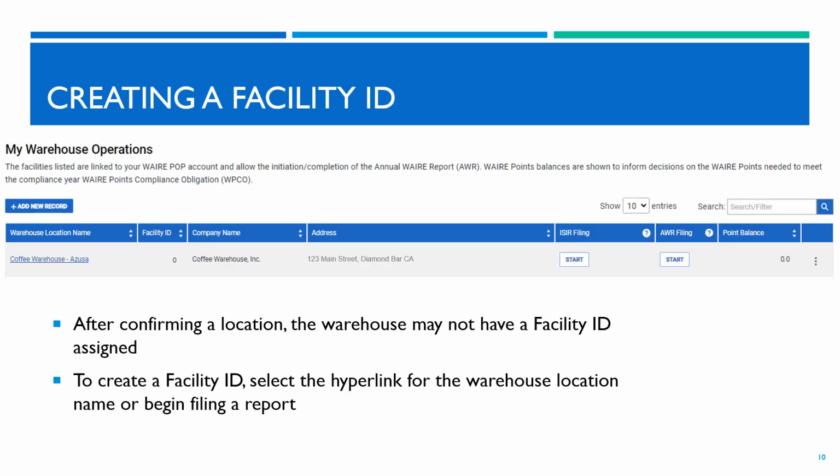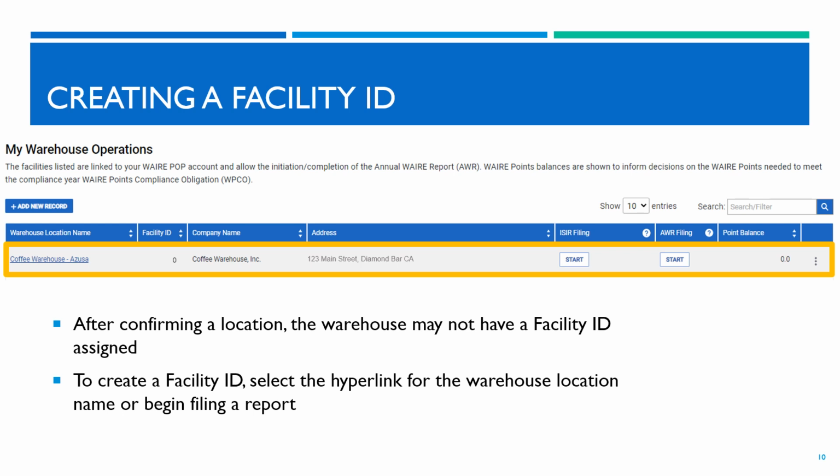There may be instances where a facility ID is not generated after confirmation of a warehouse location. To create a facility ID for your warehouse location, select the hyperlink for the warehouse location name or begin filing a report, such as the AWR.